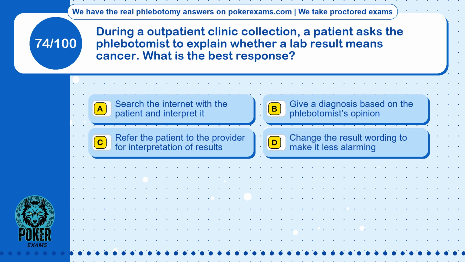Question 74. During an outpatient clinic collection, a patient asks the phlebotomist to explain whether a lab result means cancer. What is the best response? Option A, search the internet with the patient and interpret it. Option B, give a diagnosis based on the phlebotomist's opinion. Option C, refer the patient to the provider for interpretation of results. Option D, change the result wording to make it less alarming.